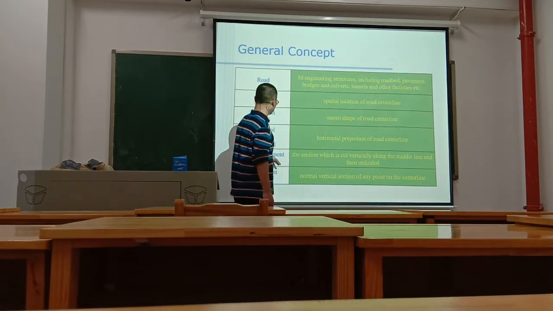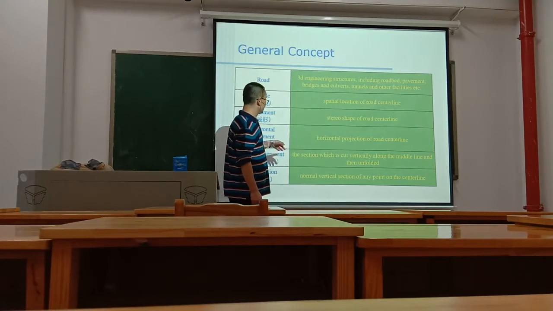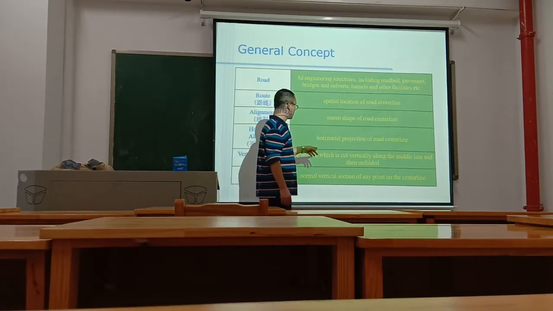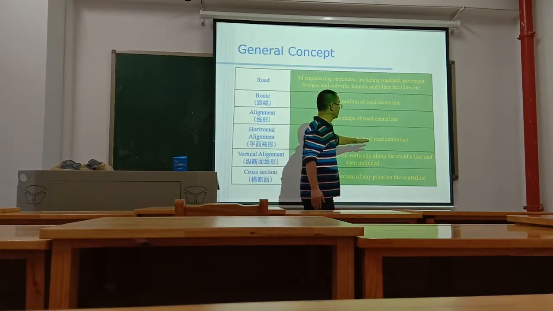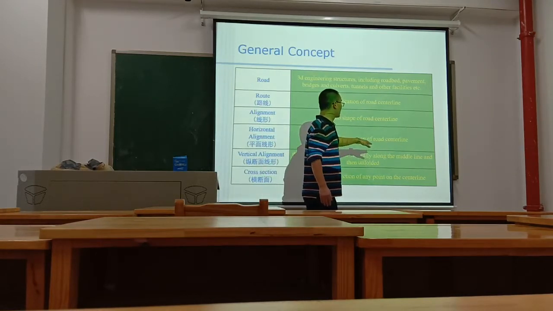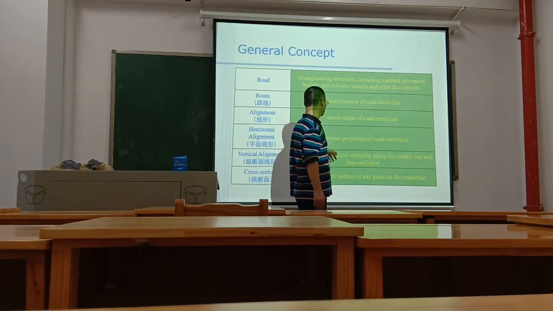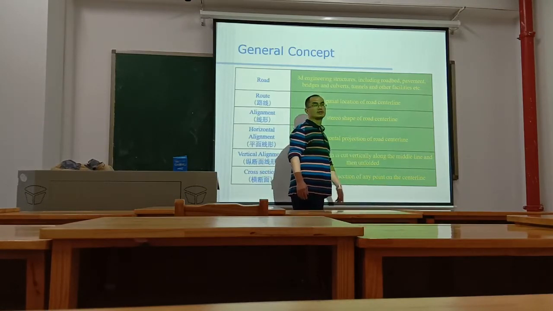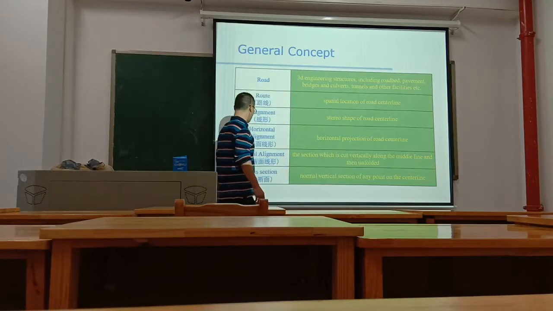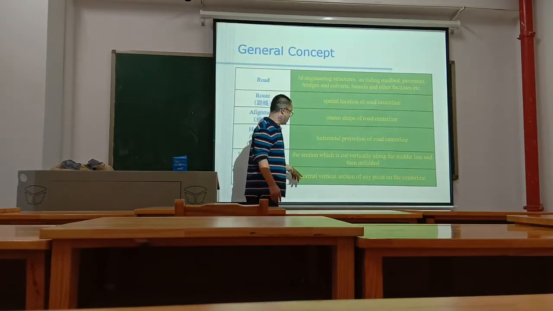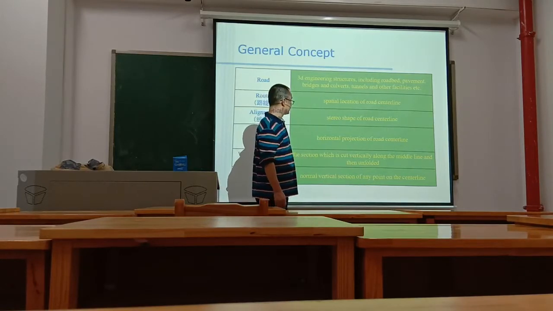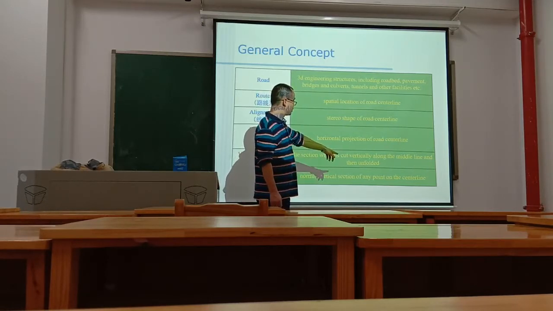Vertical alignment is the section which is cut vertically along the center line and then unfolded. Cross section is the vertical section at any point on the center line.